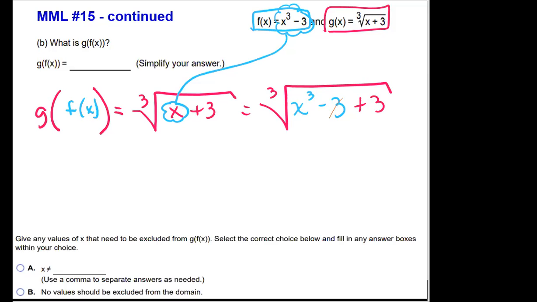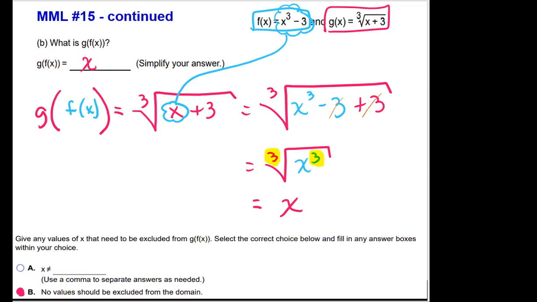And then those 3's will cancel. So now I'm down to the cubed root of the x cubed. And once again, a cubed root and a cubed cancel each other out. So all I'm left with is the x. And once again, no values need to be excluded because cubing and cube rooting negatives works just fine.